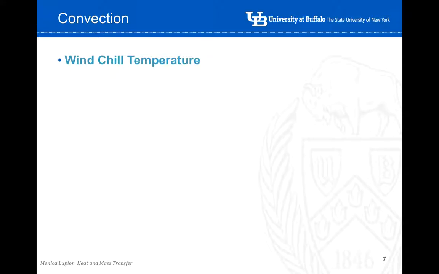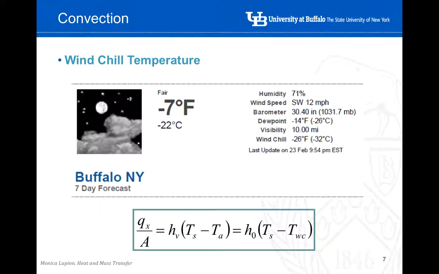One interesting concept about convection is the windchill temperature, and I'm pretty sure you have heard about this concept before. This is just an example of a forecast in Buffalo in the winter time, where the real temperature is -7 Fahrenheit, but the windchill, the cold that you feel, is -26 Fahrenheit. So why is there a difference between the real temperature and the temperature that you feel? This is related to convection.